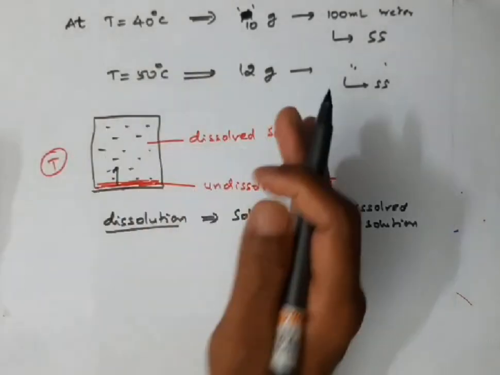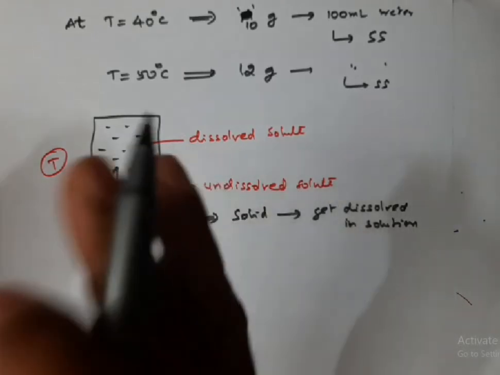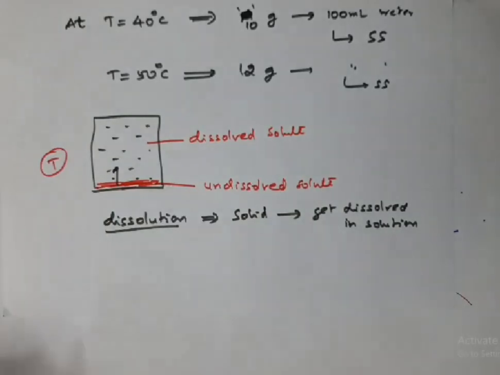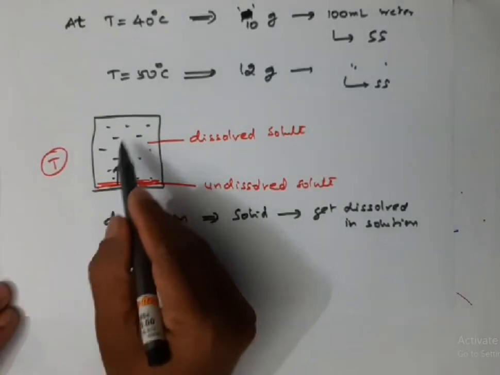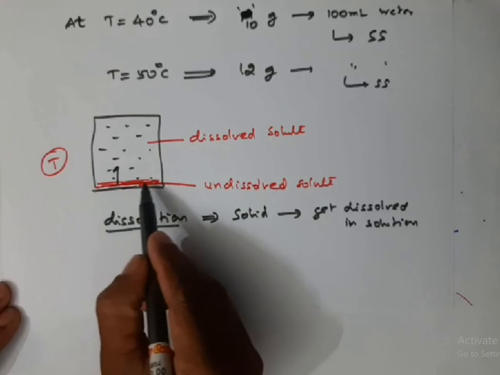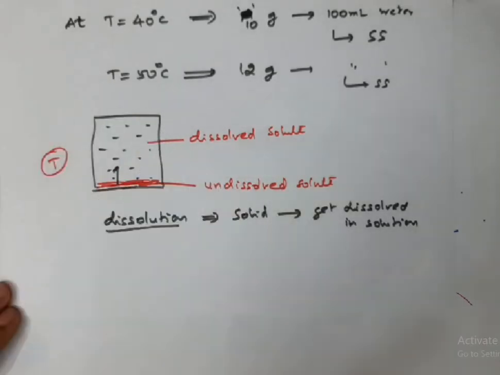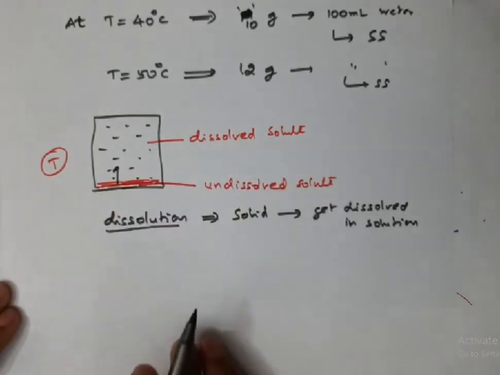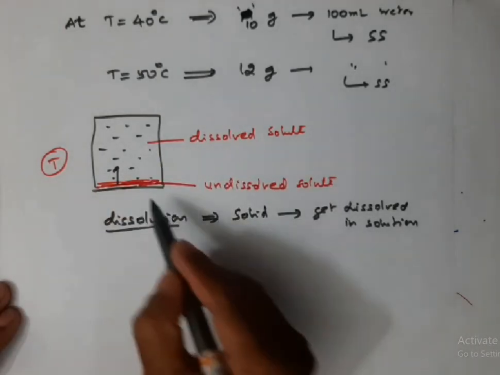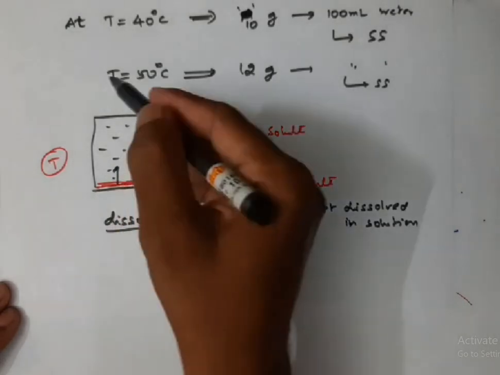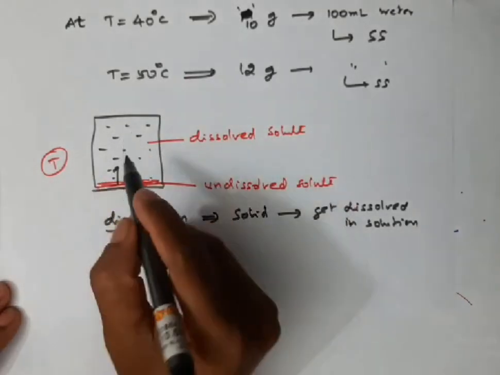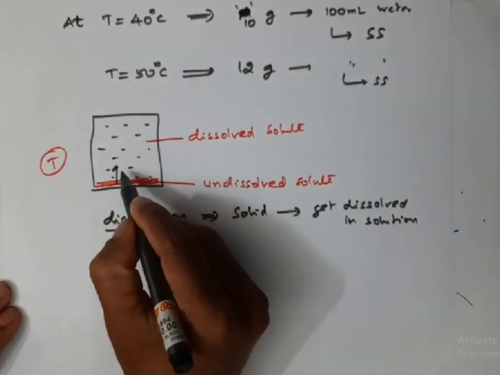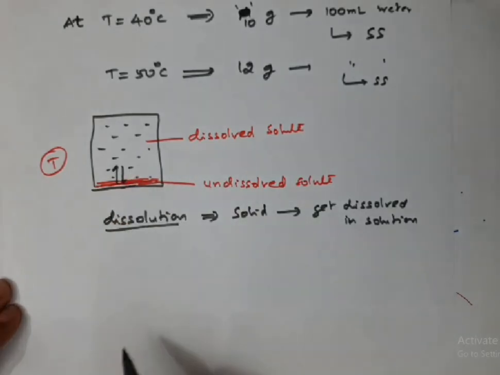So in the saturated solution, students observe carefully, what is a saturated solution? No more substance can be dissolved further. So once you reach a saturated solution, the remaining amount of substance simply settles down and remains as solid. Now in this saturated solution, the solid particles present here will dissolve. At the same time, the particles present in the solution approach the solid surface and get deposited. It is called crystallization.